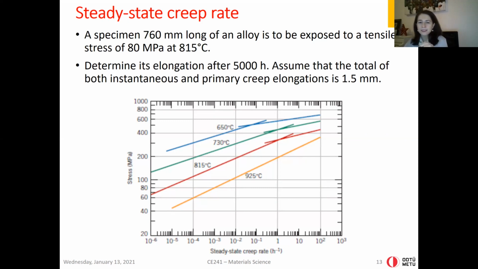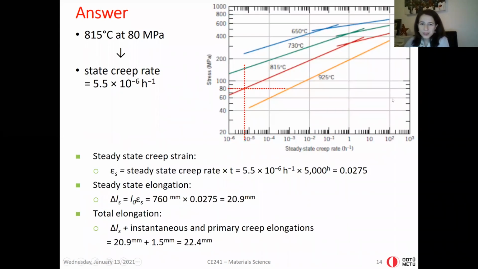So the 815 is the red one, and the y-axis is stress, and the x-axis is the steady state creep rate. So let's go through the solution. First things first, let's check 815 Celsius and 80 megapascal. So the curve is 815 Celsius. And when we check 80 megapascal, actually we can read the steady state creep rate as 5.5 times 10 to the minus 6 per hour.